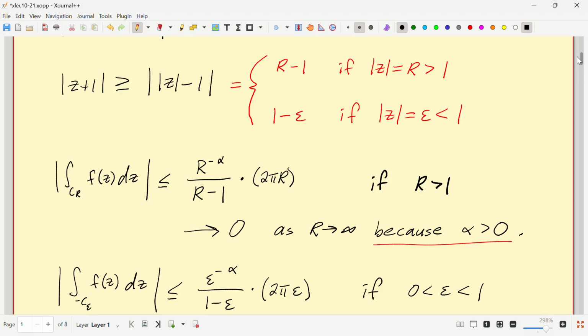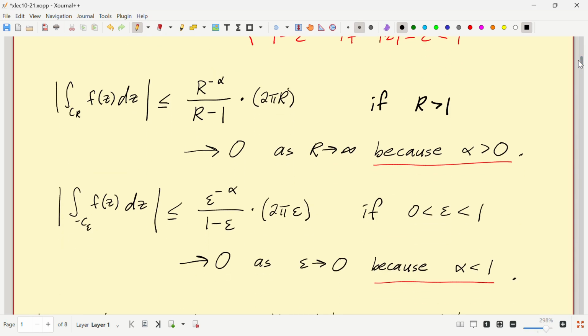And it turns out that alpha being positive is critical for showing this goes to 0 as r goes to infinity. That's a freshman calculus limit problem. You can use L'Hopital's or whatever you want to see it. But it's critical that alpha be positive for that to go to 0.